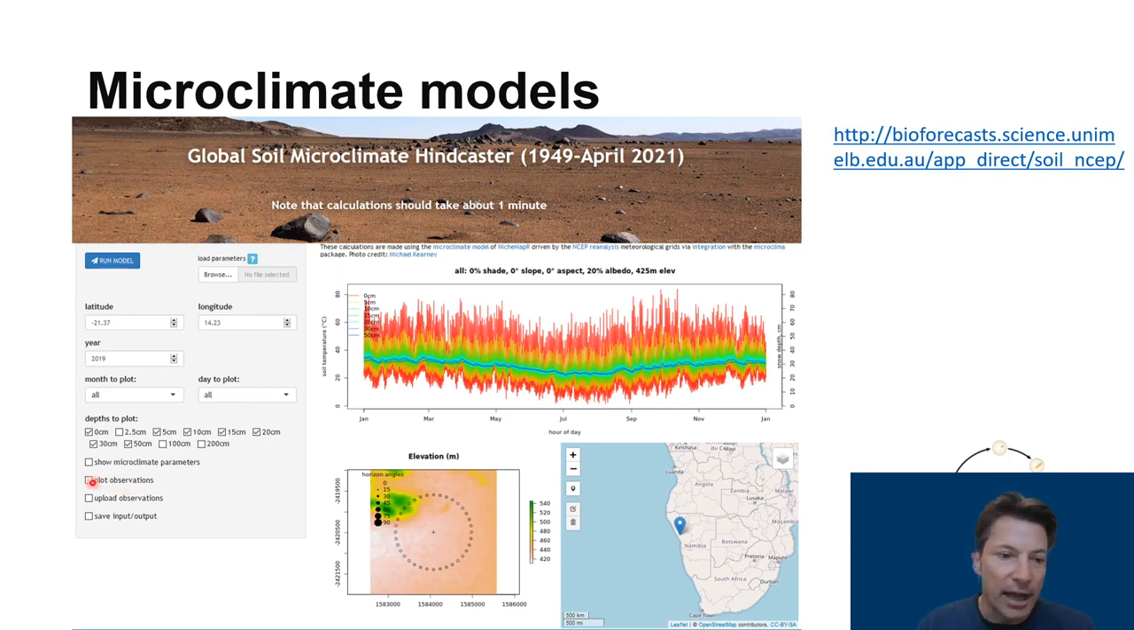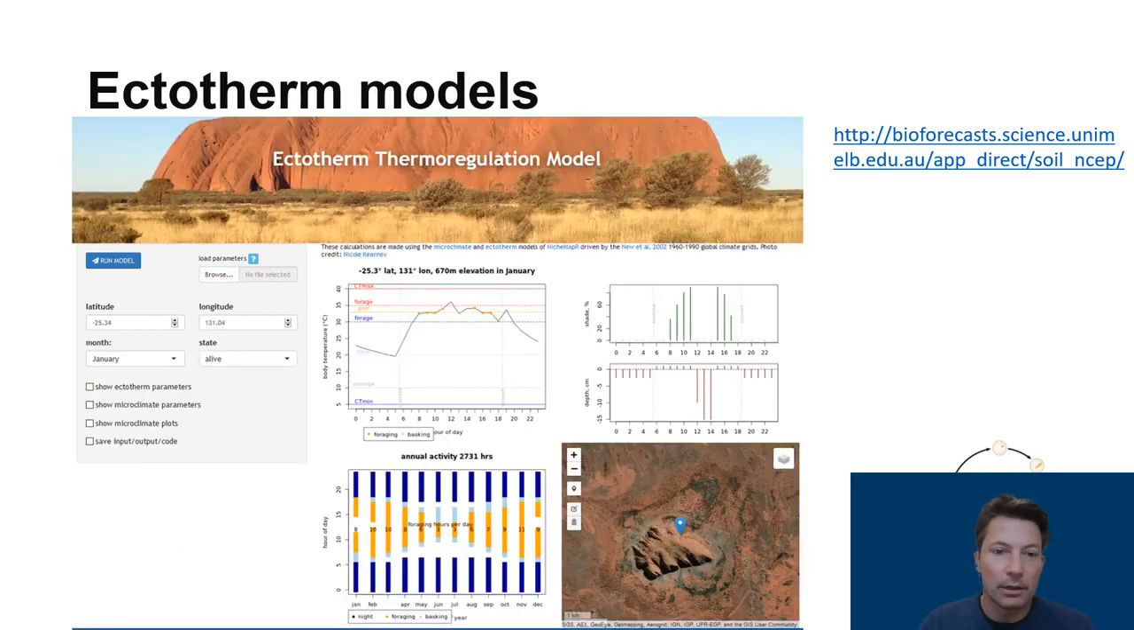Note also, if you have observations of soil temperatures in that place, you can actually upload observations, and then you can plot the observations. And if you've got parameters you've saved, you can save them by clicking on this checkbox, and save the parameters for an analysis you've done, and then you can load them in later as well. So that's the microclimate model.